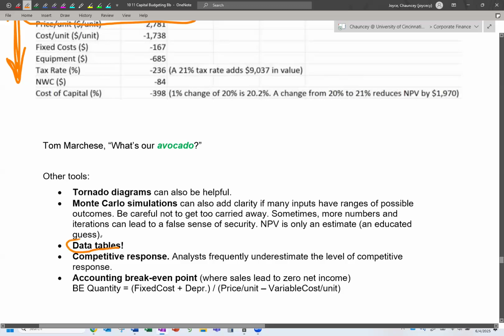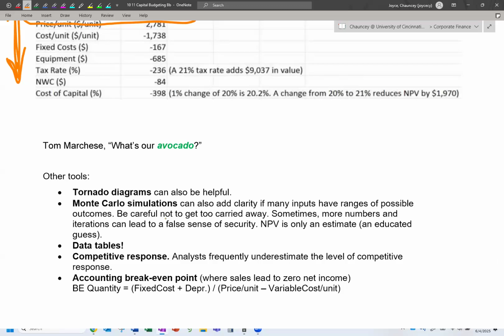Use data tables like I did above. Don't forget the competitive response. We typically underestimate the level of competitive response. Again, if you have a positive net present value project, that means you have a really good idea that's creating a lot of value. Your competition is going to want a piece of that. And so don't forget that.